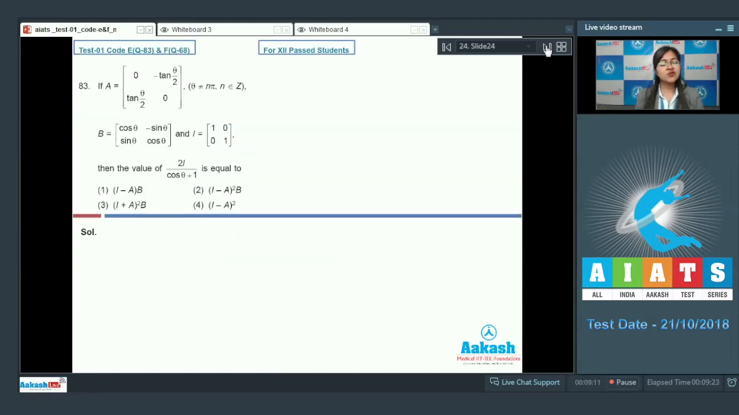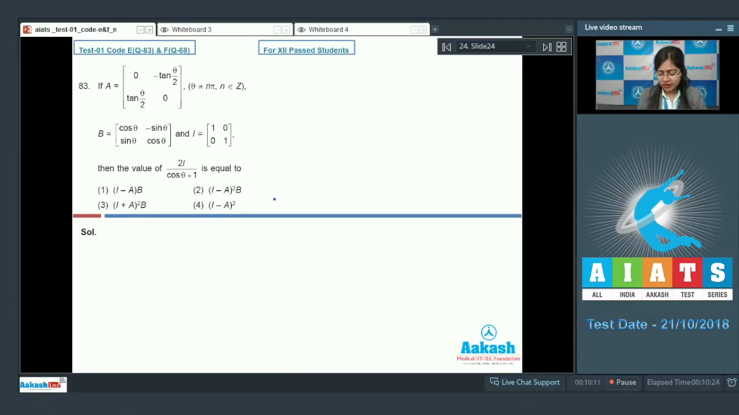Next is question number 83, which says that if A is equal to matrix 0 minus tan theta by 2, tan theta by 2 0, where theta is not equal to n pi, where n belongs to integers and B is given to be equal to a matrix cos theta minus sin theta, sin theta cos theta, and identity matrix I is also given here, then the value of 2I upon cos theta plus 1 is equal to.